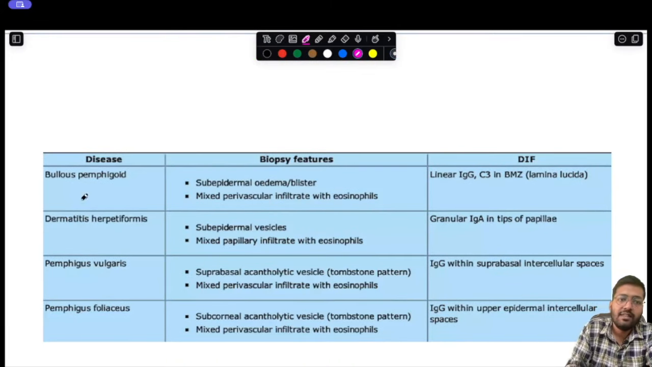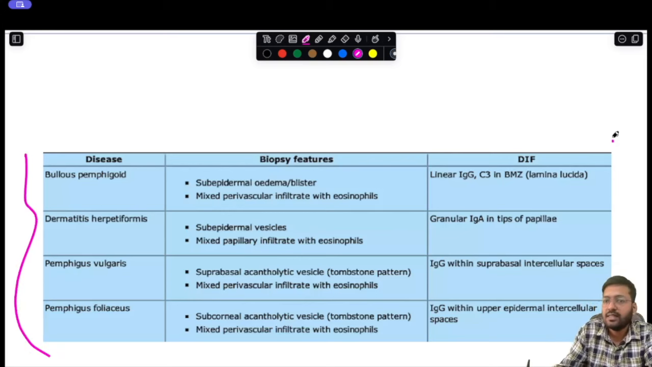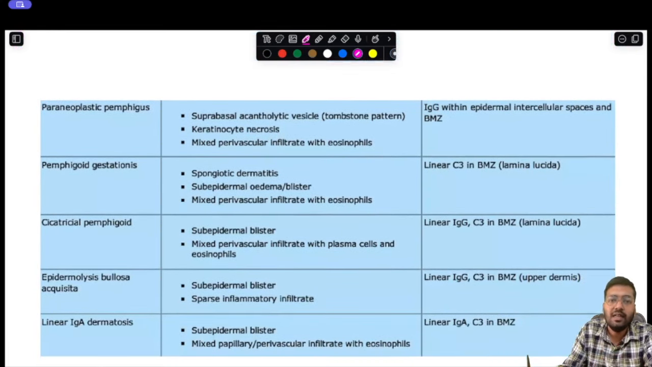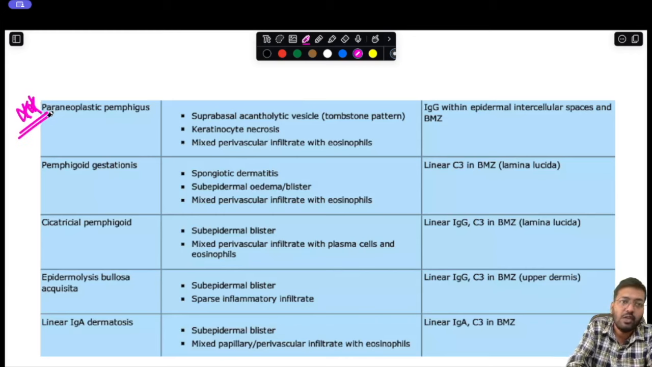I am not going into details about all of them because we have already discussed in detail the light microscopy and the diffuse immunofluorescence features. But I have included them just to complete the list. I have not given all the immunofluorescence patterns with photographs because you will get confused that way. So in the exam, if you get time, you can include these entities also, like paraneoplastic pemphigus, pemphigoid gestationis, cicatricial pemphigoid. Just include them.